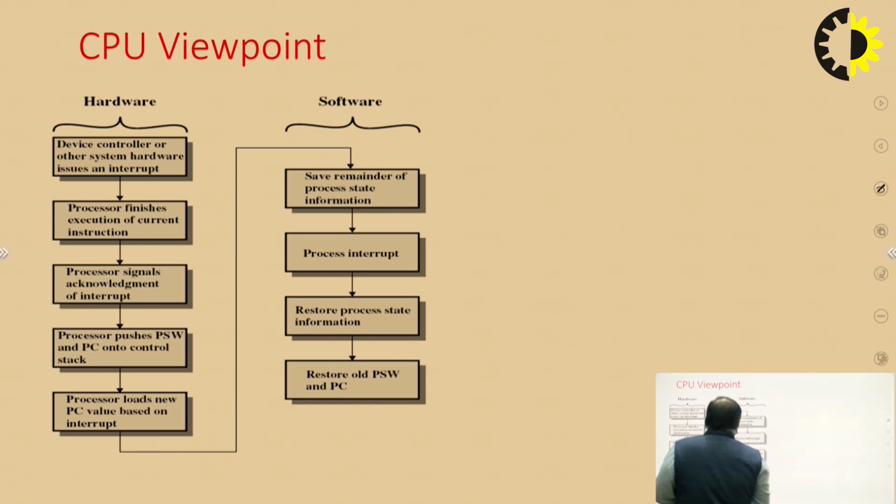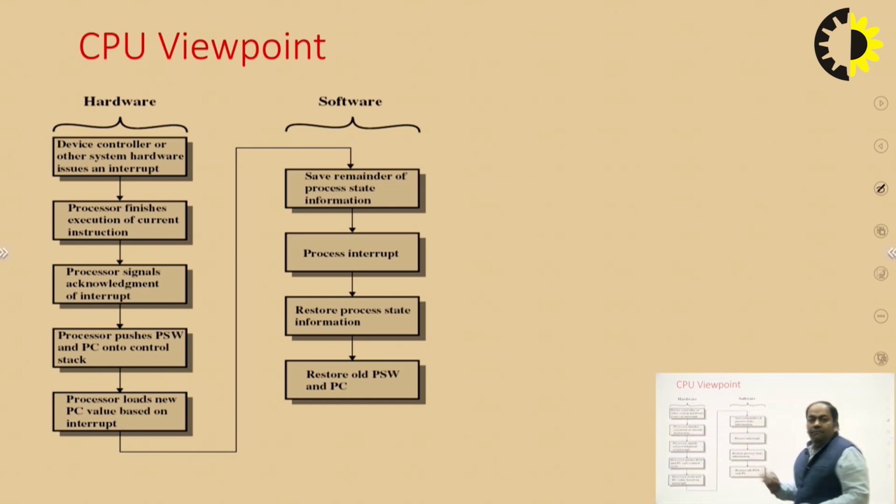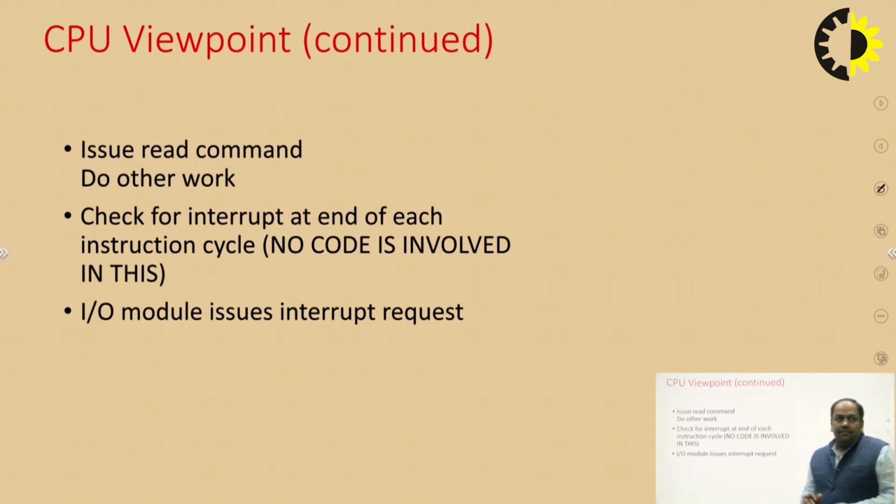And what is the software doing? The software saves the remainder of the process state. There are 5 process states, which are new, ready, running, waiting, and terminated. So we need that information on what state the process is in. Then the interrupt handler restores the process state information and restores the old value of the program counter. So this work is done by the software.